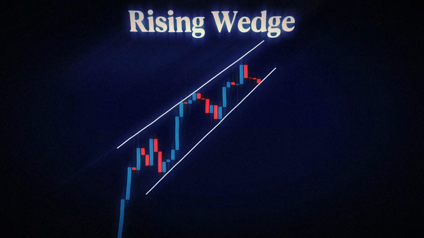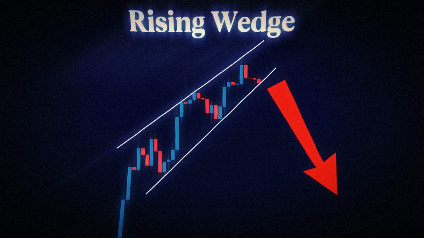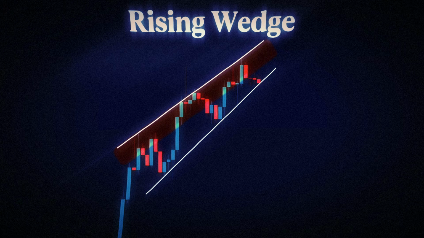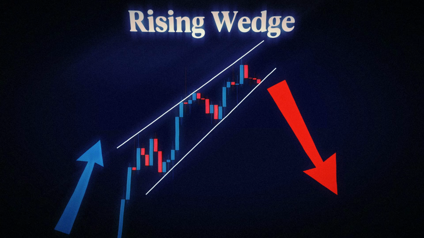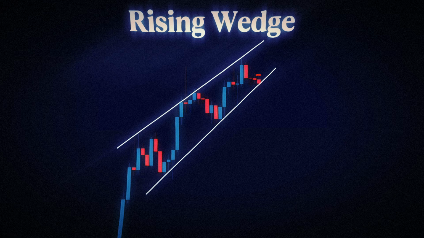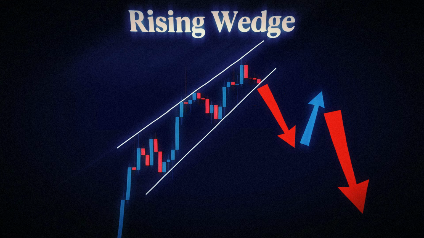The rising wedge is a bearish pattern characterized by two upward-sloping, converging trend lines. Price moves within the wedge by making higher highs and higher lows, but the momentum gradually weakens. This pattern can form in both uptrends and downtrends, but it most often signals a reversal when seen after an uptrend. Confirmation occurs when the price breaks below the lower trend line with increased selling volume. Traders may enter short positions after the breakdown or wait for a retest of the lower boundary.